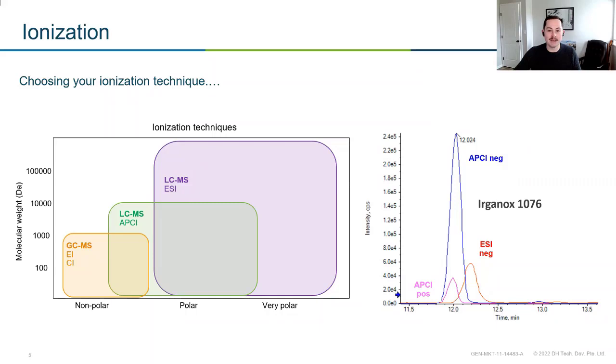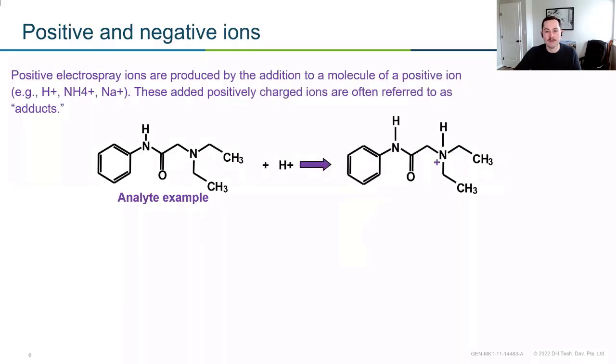So we're going to want to take some time to consider the analytes we're interested in. What is their size? How polar are they? Were they traditionally done by GCMS? Before we move into our ionization approaches. But for the majority of the time, if not more than 95% of the time, we're going to be dealing in the ESI realm. So what's the difference between positive and negative?